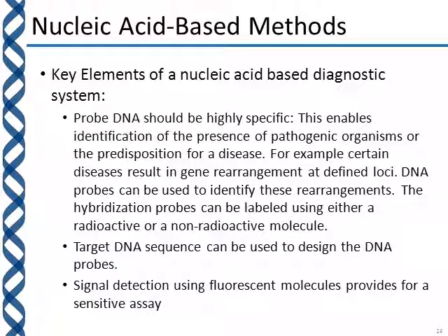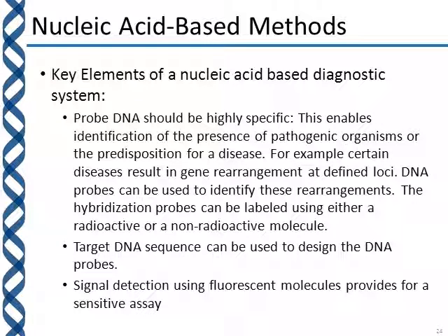The key elements of a nucleic acid-based diagnostic system are: probe DNA should be highly specific. This enables the identification of the presence of the pathogenic organisms or the predisposition for a disease. For example, certain diseases result in genetic rearrangements at defined loci. DNA probes can be used to identify these rearrangements.